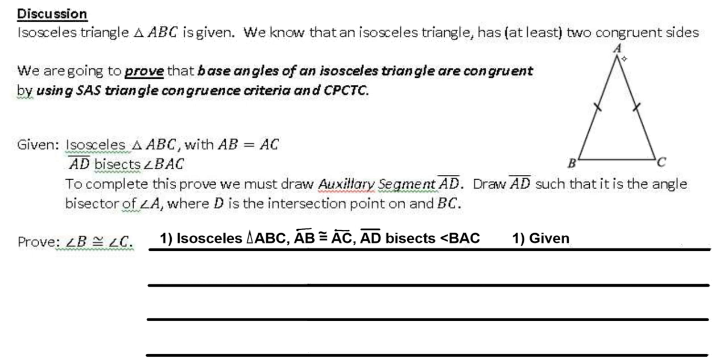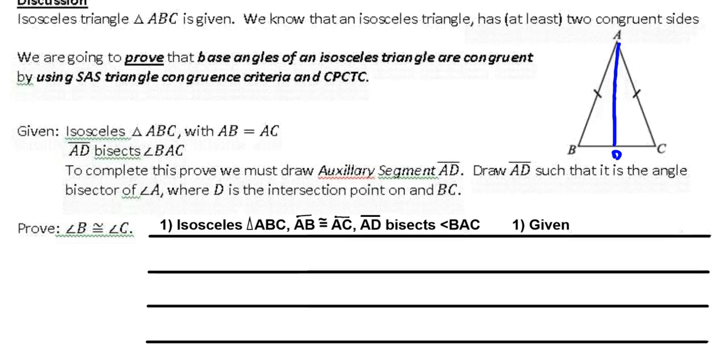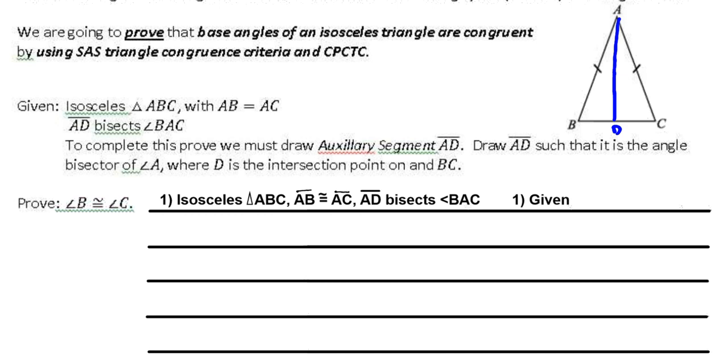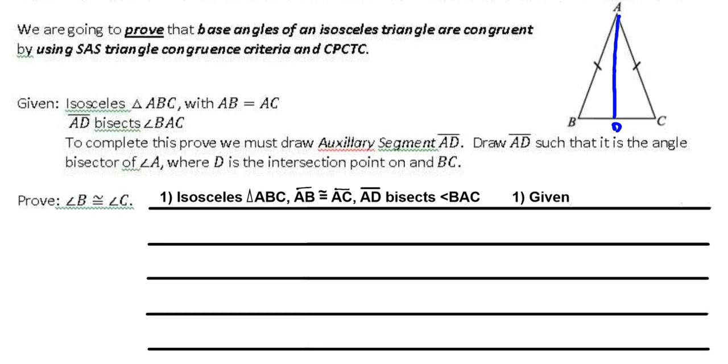So that's the segment that you saw me erase a few minutes ago. So I'm going to draw in this segment, and that is D. And we are drawing it in to be an angle bisector. So now let's go through our proof. We are supposed to prove that angle B and angle C are congruent. So we are trying to prove that the base angles of an isosceles triangle are congruent.